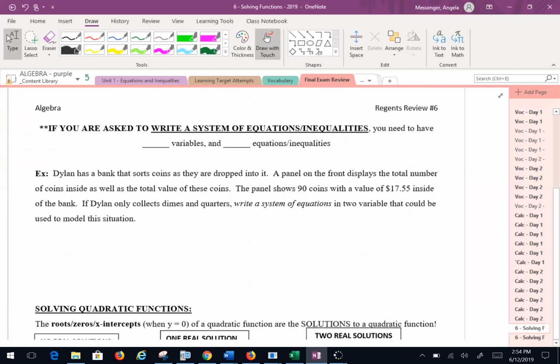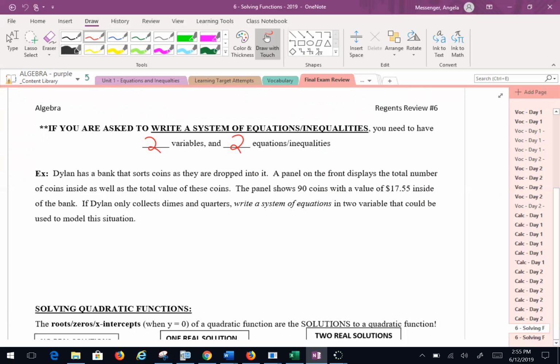If you are asked to write a system of equations or inequalities, you need to have how many variables and how many equations and inequalities? 2 variables, which means how many equations and inequalities? 2. It's very important if it's asking for inequalities, you actually write inequalities. It's important if it's asking for equations, you write equations, and that there are 2 of them. If you have done a weekly recently, weekly number 5, I think week number 5 or 4, this was asked on it. This was also the 6-point question, the part 4 question on the June exam last year, okay?